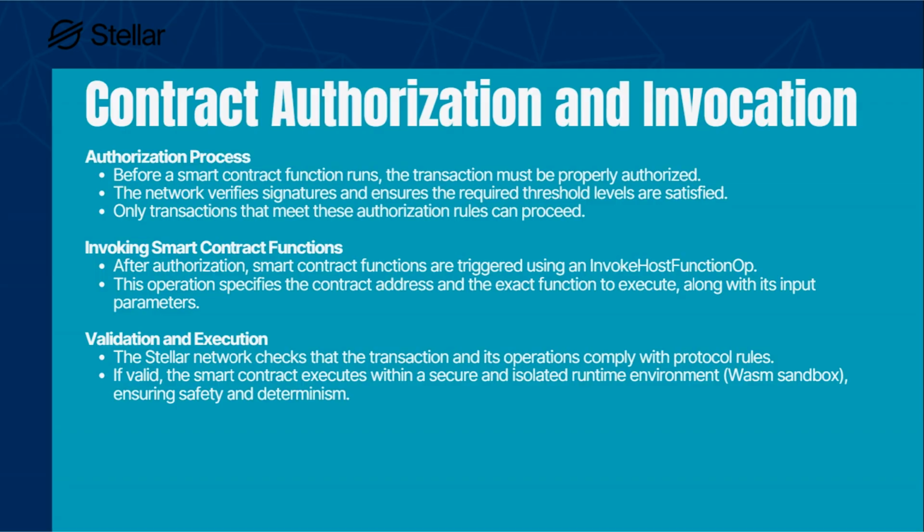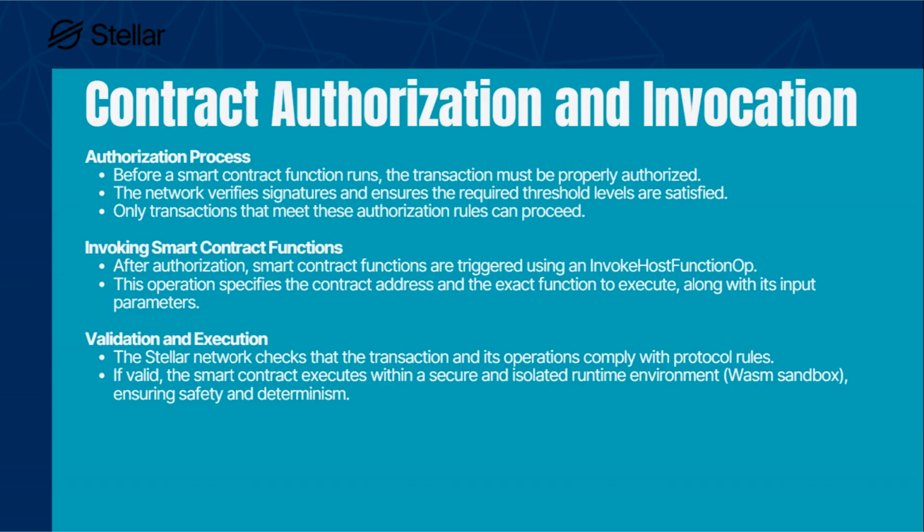Invoking a smart contract function. After authorization, smart contract functions are triggered using an invoke host function op. This operation specifies the contract address and the exact function to execute along with its input parameters. Think of this as calling a function in any programming language, except this function lives on the blockchain.